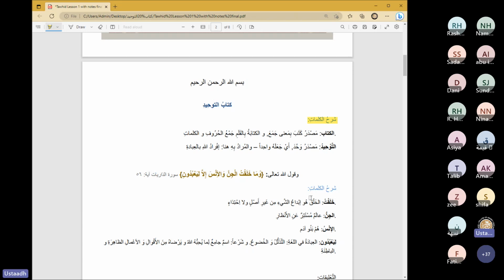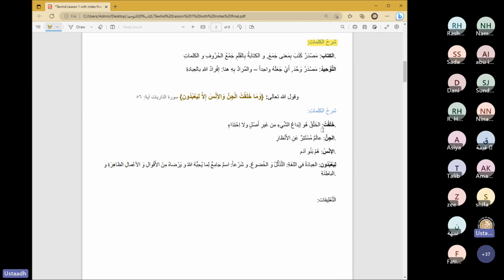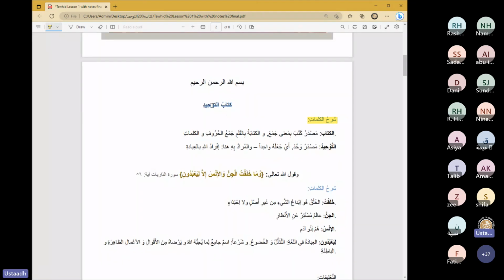So when we take the sharh al-kalimat, we will also take the munasabat al-ayah lil-bab or munasabat al-hadith lil-bab. Sheikh Fawzan, in his explanations, will always mention where, for example, the statement "Wa ma khalaqtu al-jinna wal-insa illa liya'buduun" fits in with the chapter of Kitab al-Tawhid.